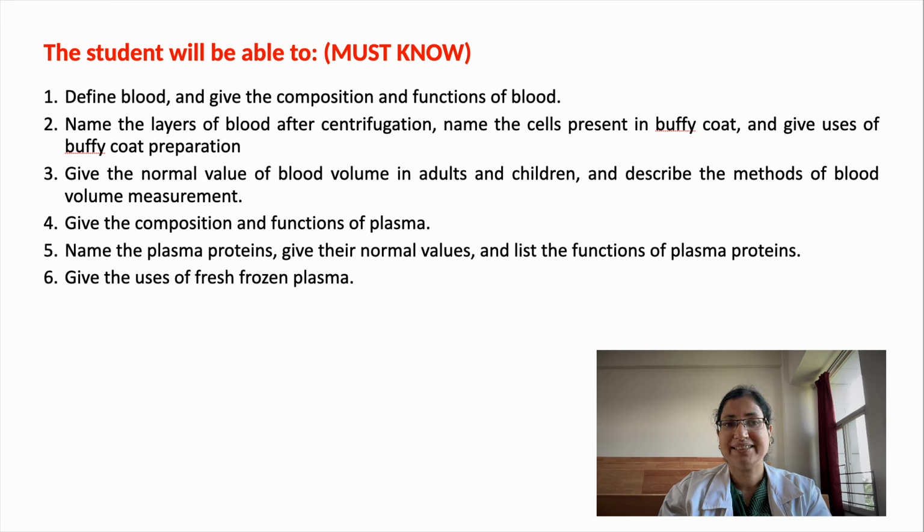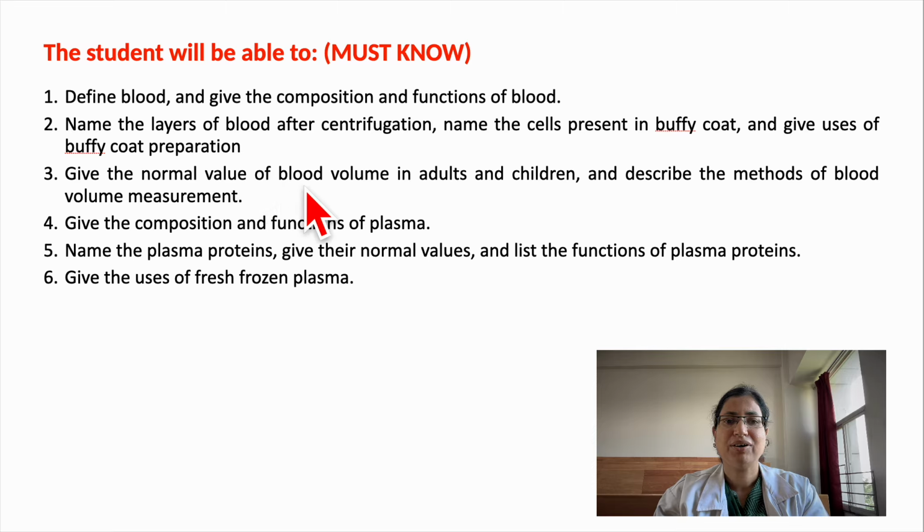After this lecture, the student must know these areas. What is blood? Define blood and give the composition and function of blood. Then name the layers of blood after centrifugation, name the cells present in the Buffy coat, and give uses of Buffy coat preparation. So what is the Buffy coat? We will know in this lecture.